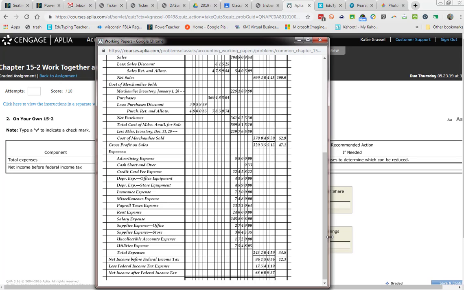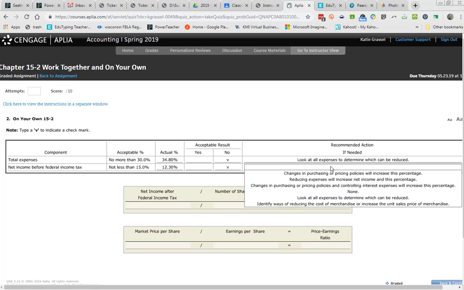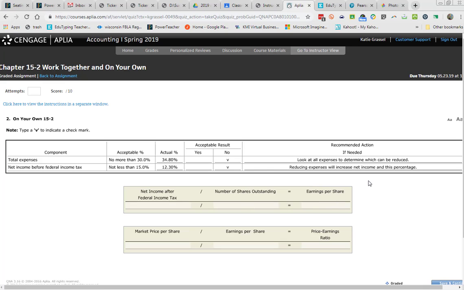Okay, so net income before federal income tax. What are we going to say? What do we have to do? Changes in purchasing or pricing policies will increase this percentage. You've got to identify ways of reducing your cost of goods sold. Okay. Let's arm wrestle for this. We are going to go with reducing expenses will increase net income. Okay, so that's how you would change those two.